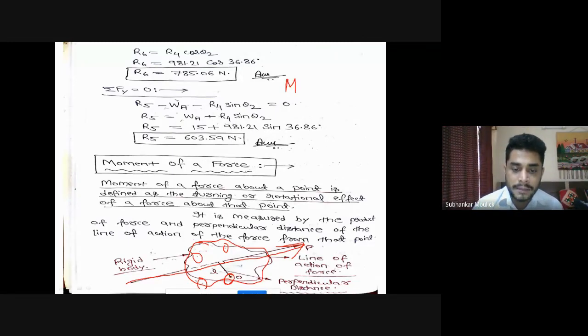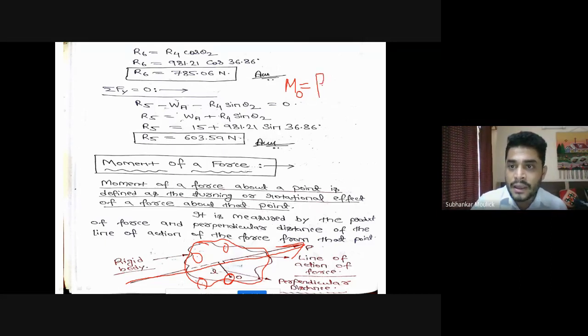In this diagram, can you tell me at which point I will be calculating the moment? I am interested in knowing the value of moment at point O. So you have to write moment suffix O. That means you are calculating the moment of this body due to this force P at point O. This is the meaning. It is a product of force and perpendicular distance. Which force? The force which is applied on the body, and in this body the force applied is P.